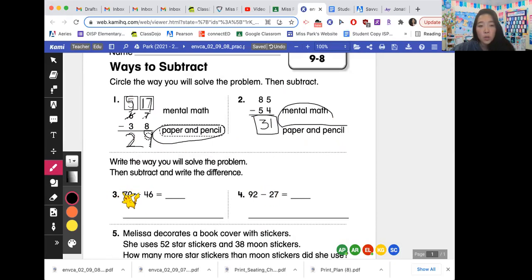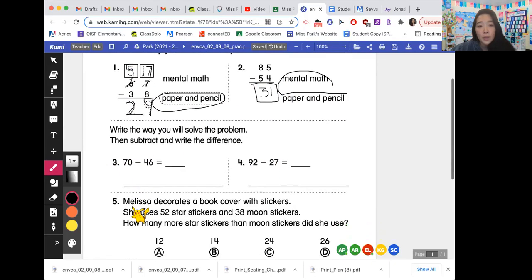Okay, question number 3, write the way you will solve the problem, then subtract and write the difference. Okay, so you could have done it any way you wanted. I'm going to do paper and pencil. If you do it a different way, that's fine. I'm going to do paper and pencil for both of these because I want you guys to be able to see my work.